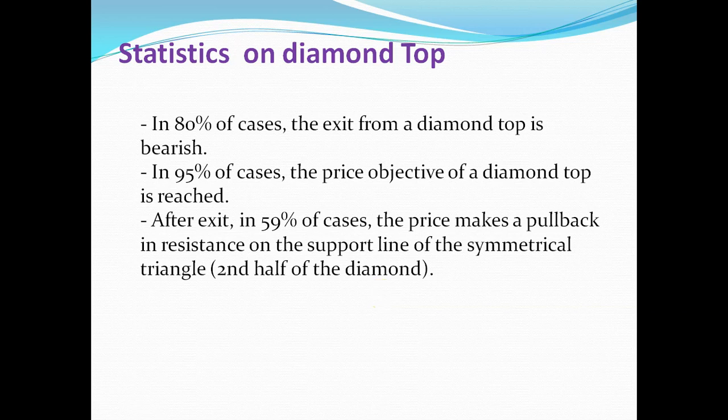Let's go ahead with the statistics of the diamond pattern. A trader must be aware of this. In 80% of cases, the exit from a diamond top is bearish. Please remember, in 95% of cases, the price objective of the diamond top is reached, which is rarely good after exit. In 59%, the price makes a pullback to the resistance on the support line of the symmetrical triangle, the second half of the diamond. That you have to remember.